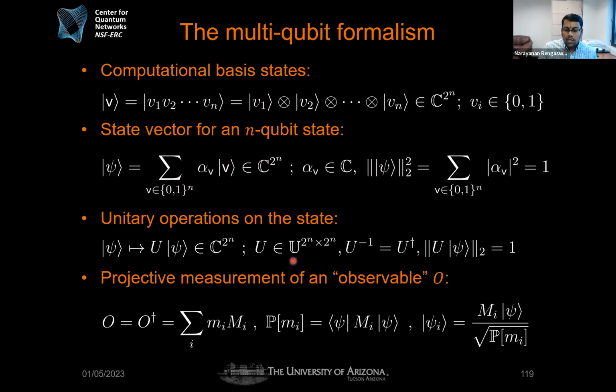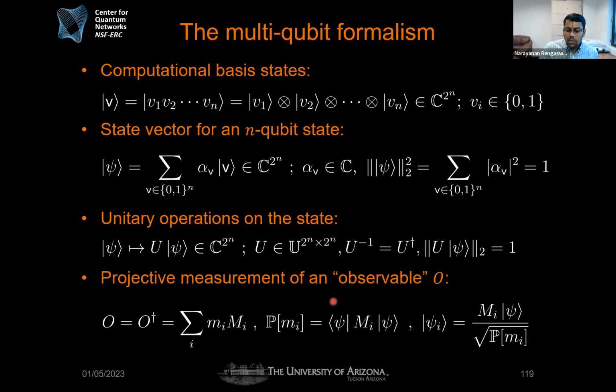And unitary operations are 2 to the n by 2 to the n matrices. Remember, these are large matrices. This scales exponentially with the number of qubits. And these are unitary, and that's how unitary evolutions are represented.